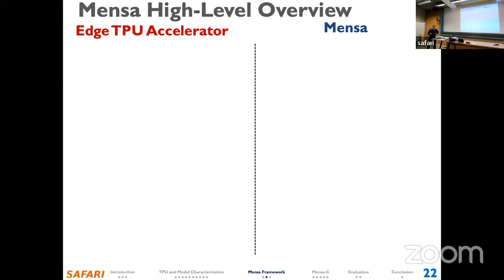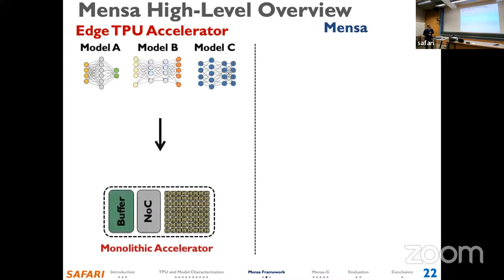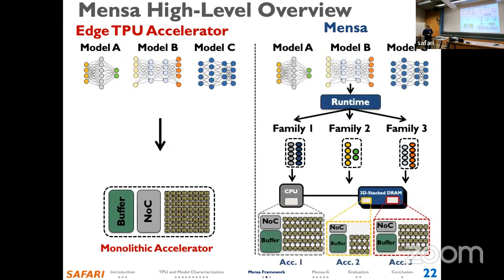So just a high-level overview of how this operates. When you have the baseline accelerator here, we have a single monolithic accelerator for different models. When you have Mensa, we are going to have different models and different accelerators. And during the execution time, we are going to take the layers of each one of those models and place them in the different accelerators that make more sense, based on some properties of the layers themselves.